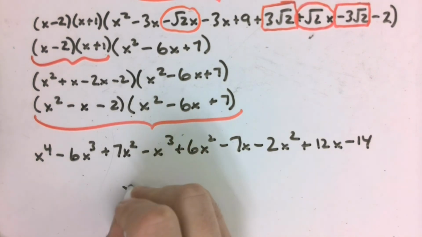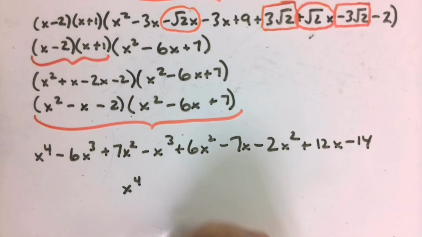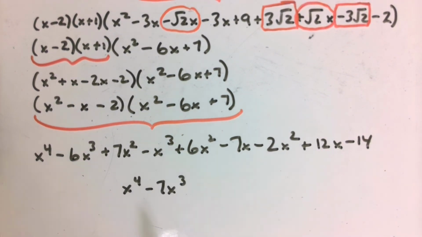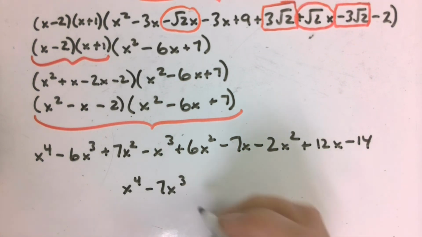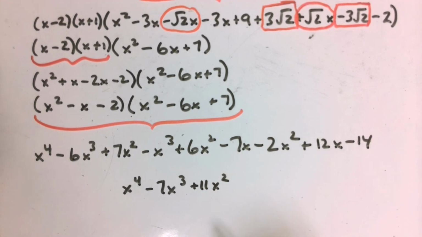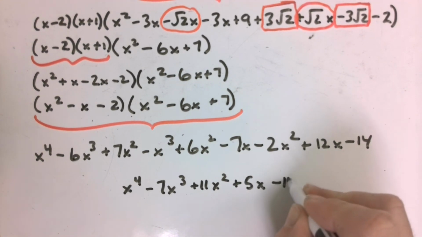There's only one x to the 4th term. For our x cubes, we have negative 6 minus 1, which is a negative 7x cubed. For our x squared terms, 7 plus 6, which is 13, minus 2, which would give us 11 of those x squareds. For our x's, negative 7 plus 12 is 5, and then our constant on the end.